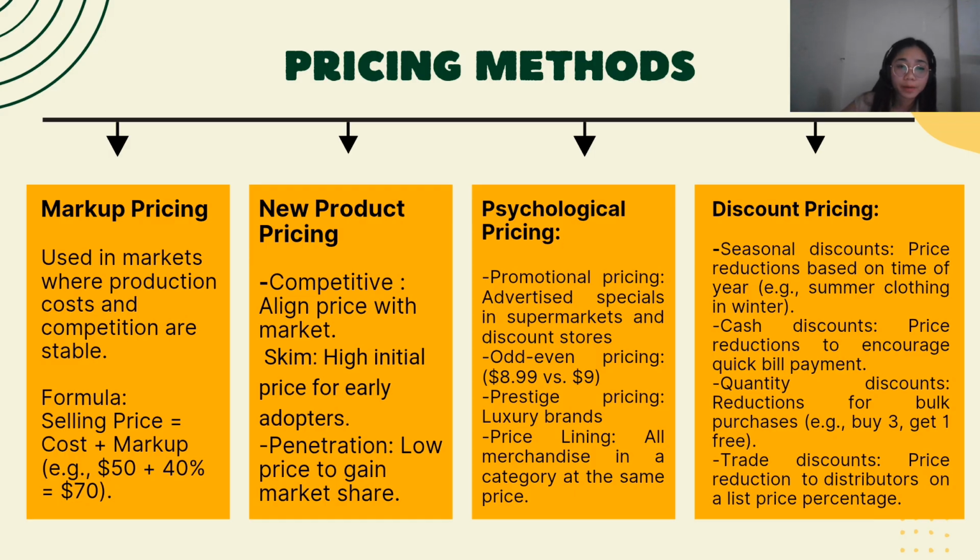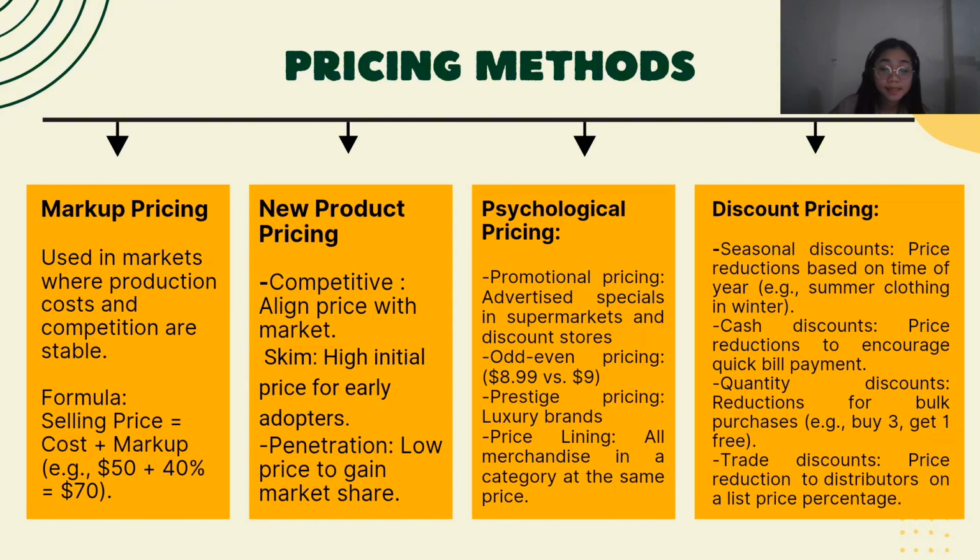Next, we have psychological pricing. Psychological pricing aims to influence customer perception through price presentation. Some of the common strategies include promotional pricing, such as seasonal sales or loss leaders like discounted milk to attract more customers. Odd-even pricing, where items are priced at 9.99 pesos instead of 10 pesos to appear cheaper. Prestige pricing, where high prices signal luxury or quality, commonly used by brands like Louis Vuitton. And lastly, price lining, where products are grouped into set price ranges like all suits priced at 150, 225, or 300 pesos to make shopping easier for consumers.